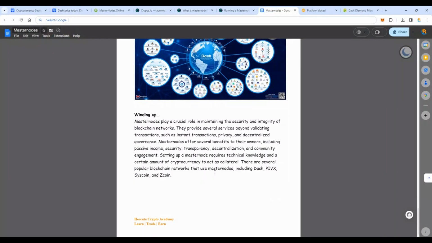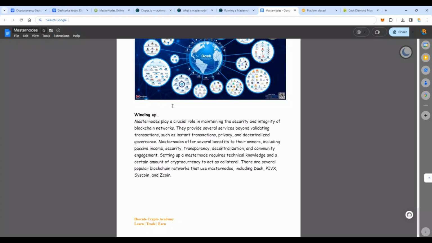So, winding up, masternodes play a crucial role in maintaining the security and the integrity of blockchain networks. They provide several services beyond validating transactions, such as instant transactions, privacy, and decentralization, which is what we've actually talked about. So masternodes offer several benefits.